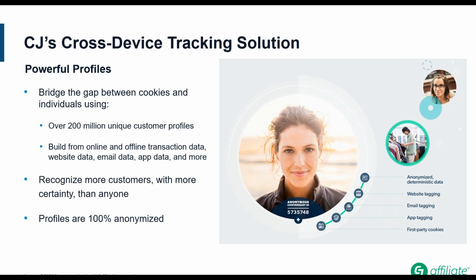Oh no. Once you go out and buy a new cell phone, CJ's able to map your profile back to your device within 4 days. So this is why CJ's cross-device tracking is accurate, persistent, and can be achieved at scale.